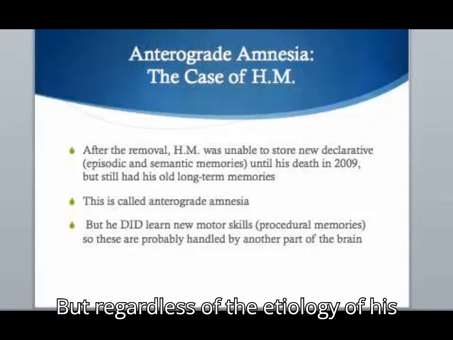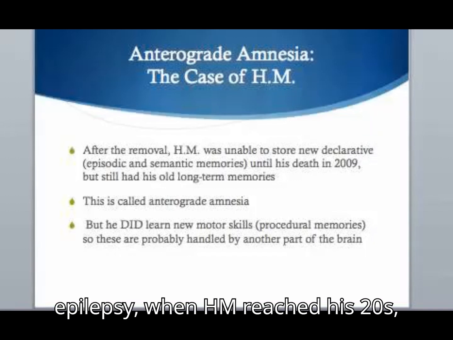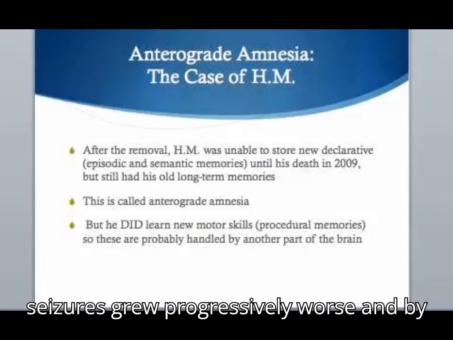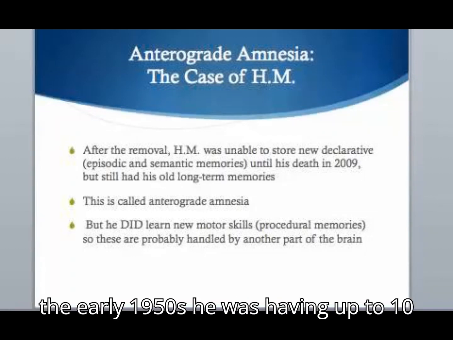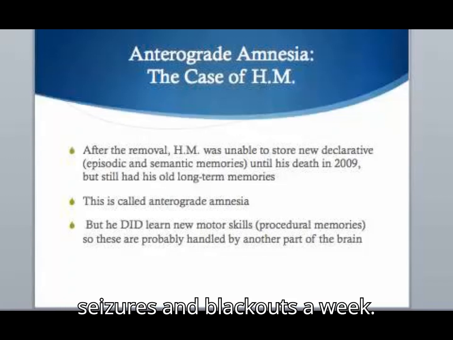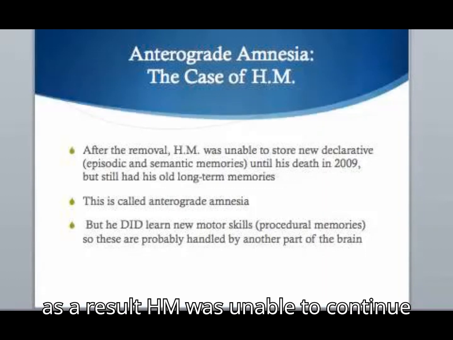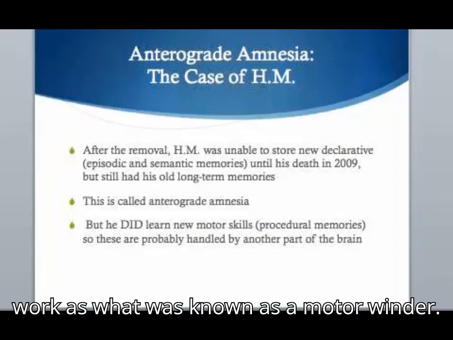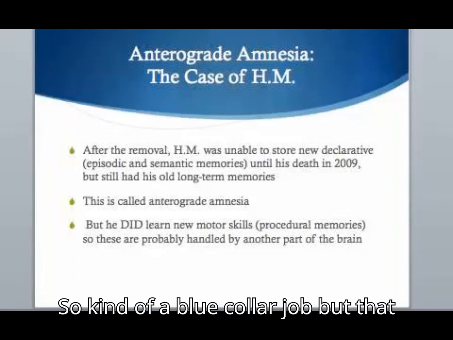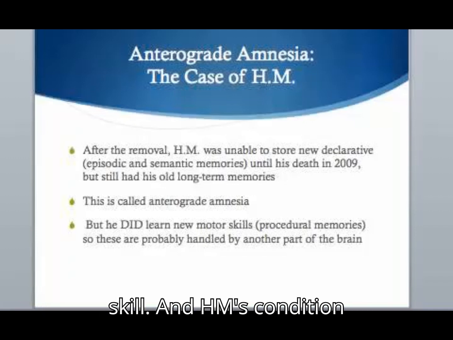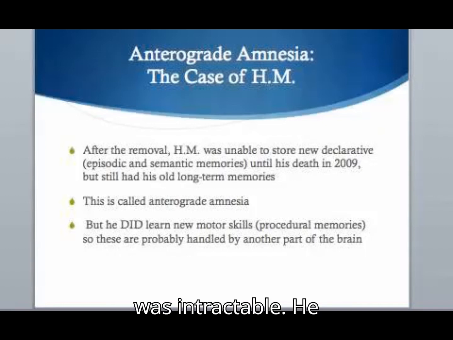But regardless of the etiology of his epilepsy, when HM reached his 20s, the frequency and severity of his seizures grew progressively worse, and by the early 1950s, he was having up to 10 seizures and blackouts a week. So the seizures became incapacitating, and as a result, HM was unable to continue work as what was known as a motor winder, kind of a blue-collar job, but one that required attention, concentration, and skill. And HM's condition was intractable.